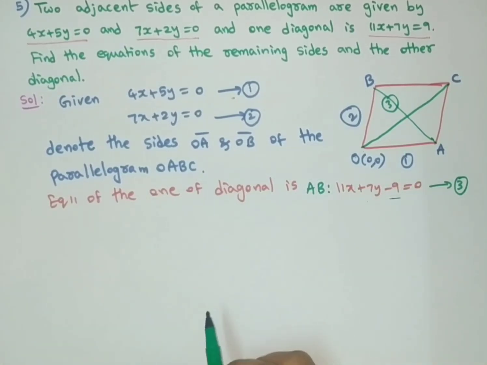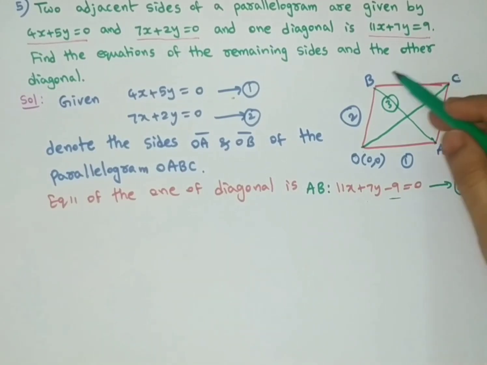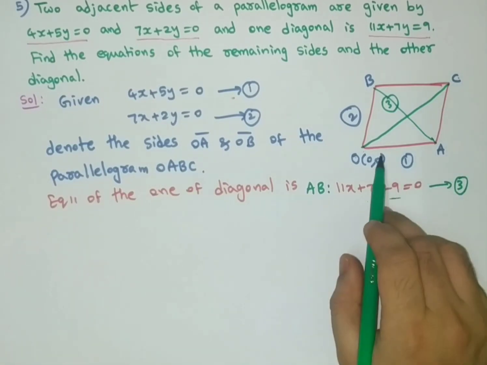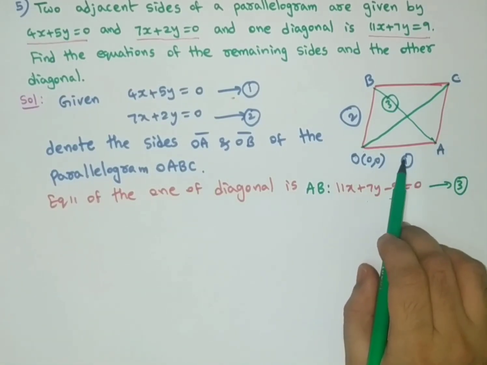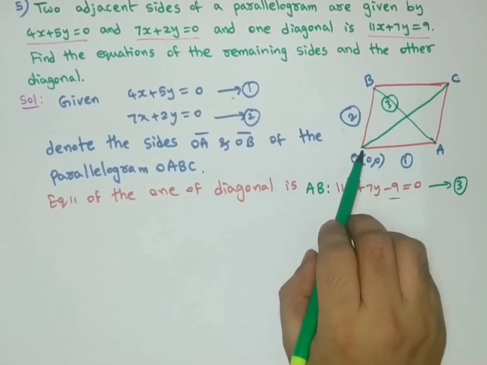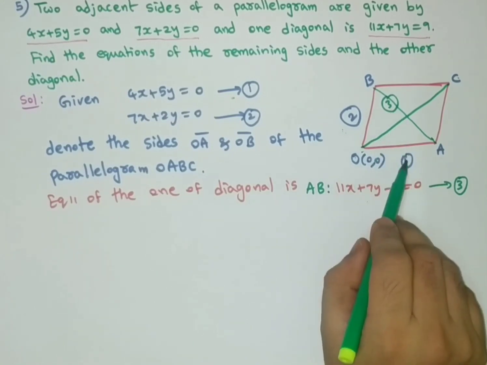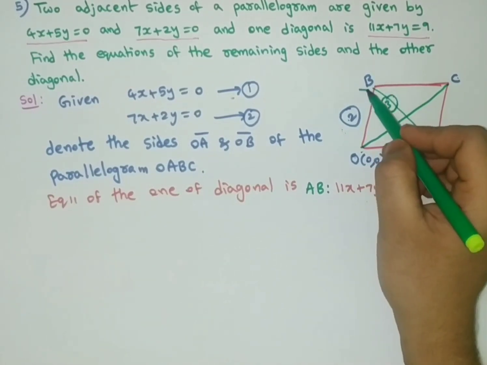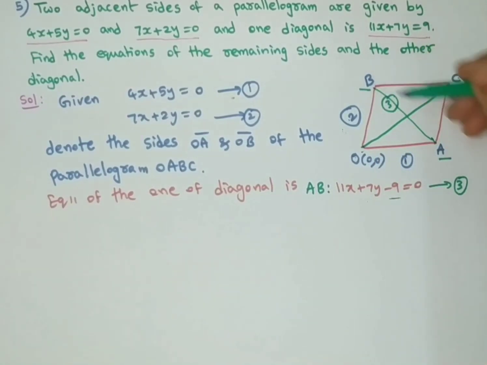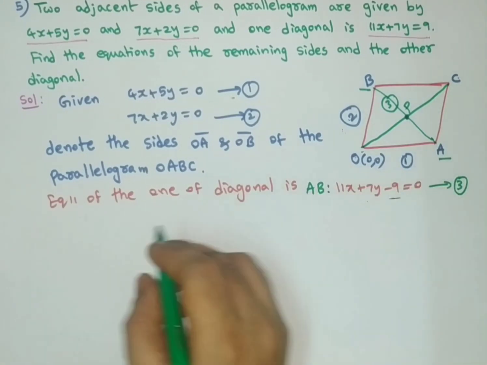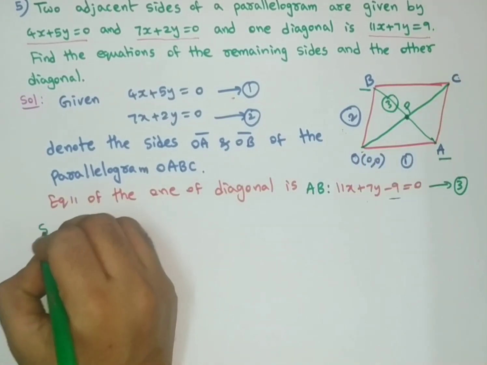Now we need to calculate what here? The remaining sides AC and BC, and the other diagonal OC. First of all, let us solve equations 1 and 2. The point of intersection of 1 and 2 is the origin. By solving equations 1 and 3, you will get the point of intersection A, and by solving equations 2 and 3, you will get the point of intersection B. By knowing A and B, you will get the midpoint P. So first let us solve equations 1 and 3.